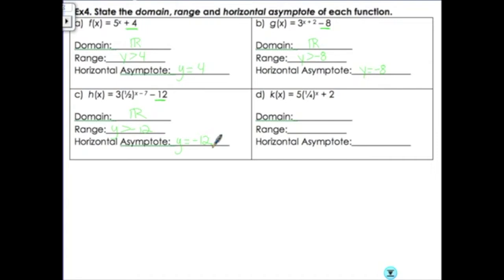Now let's look at our next one. We can see that our function is being brought up by 2. We know our domain will stay the same. Our range is now going to be y is greater than 2, and our horizontal asymptote is going to be y is equal to 2. Now let's go on to our next example.